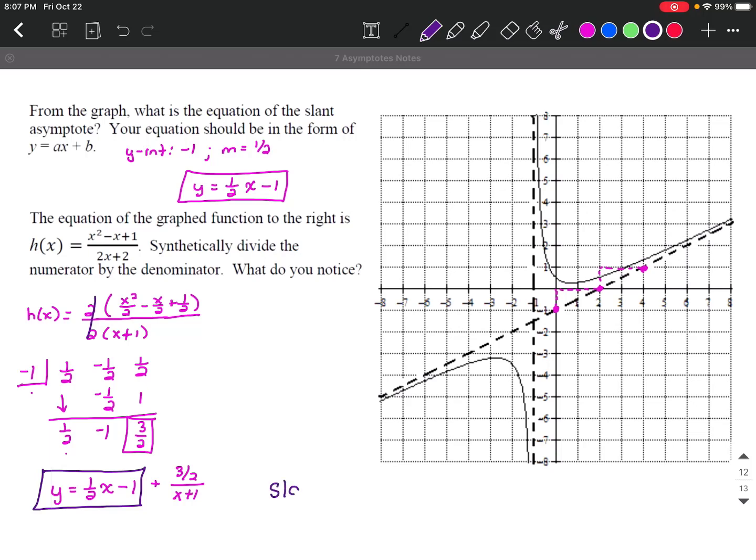So to find the equation of the slant asymptote, we do synthetic division and ignore the remainder.